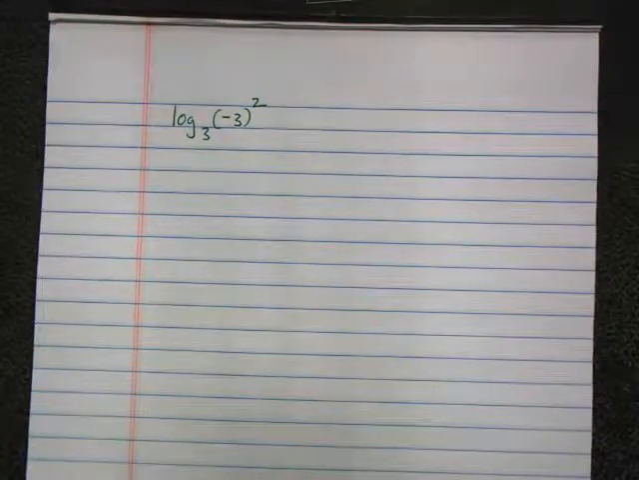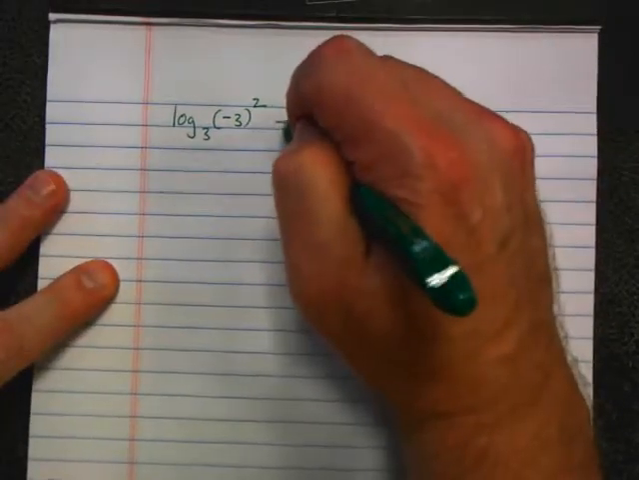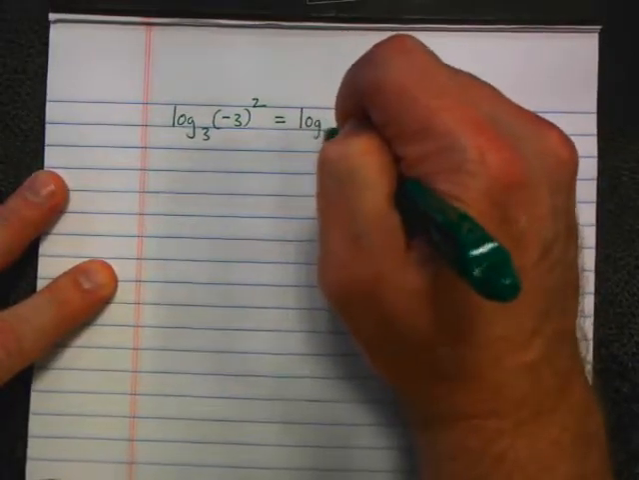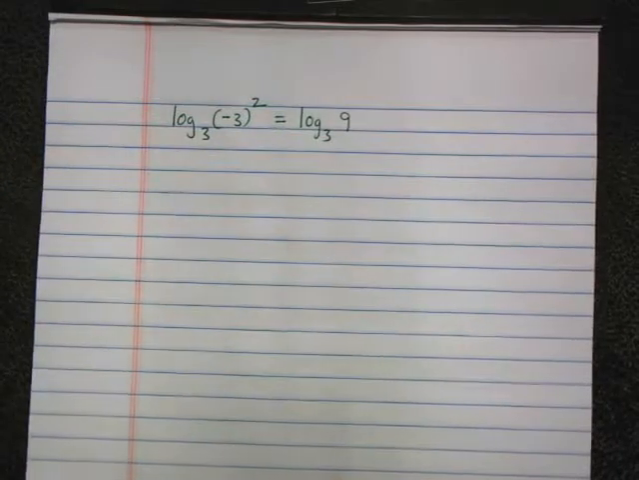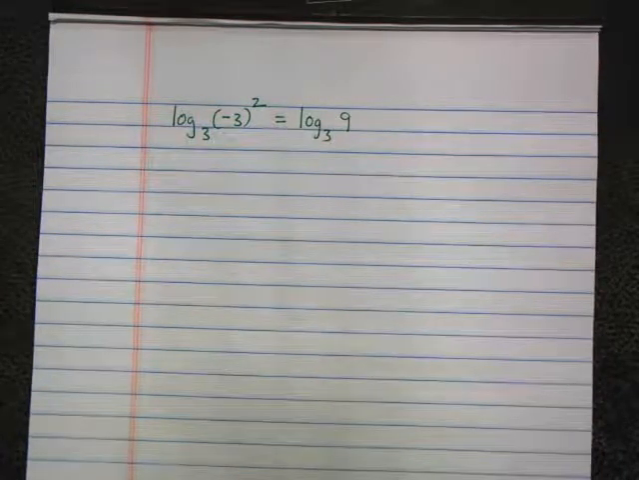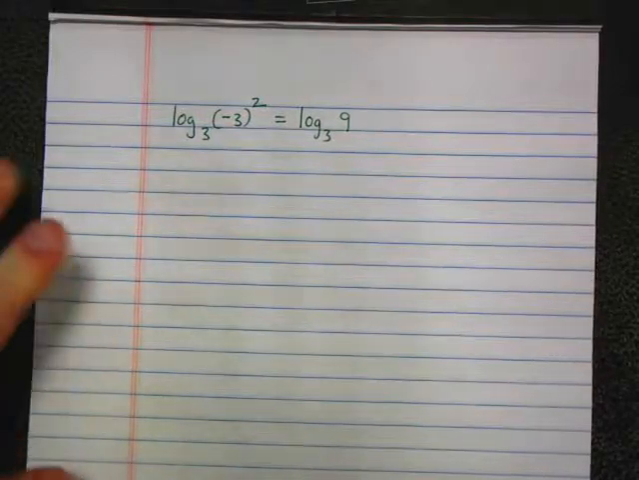All right, so what if I give you log base 3 of negative 3 squared? Well, I think you would agree that's the same as log base 3 of 9. Negative 3 times negative 3 is 9. And what's a log base 3 of 9? 2. That's 2.